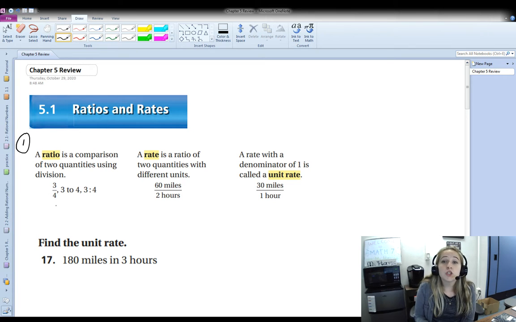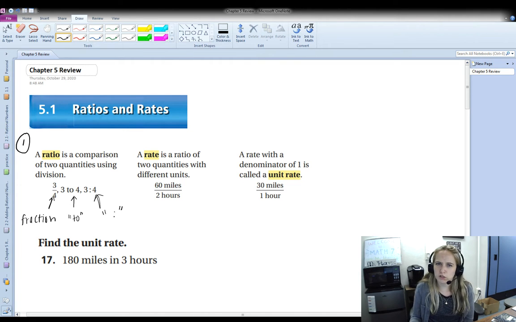Okay, so there's three different ways that you might see a ratio. The first way is in a fraction, so fraction form. The other way is with a 2 in between it. And then the other way is with a colon in between it. Okay, so those are the different ways that you might see a ratio. And essentially, it's a comparison of two quantities.